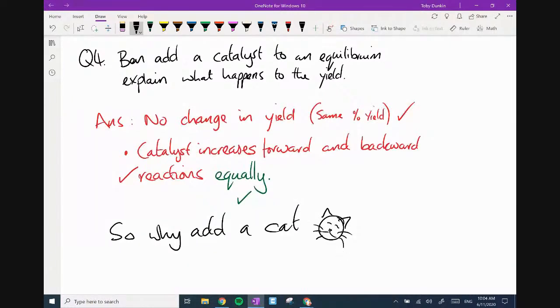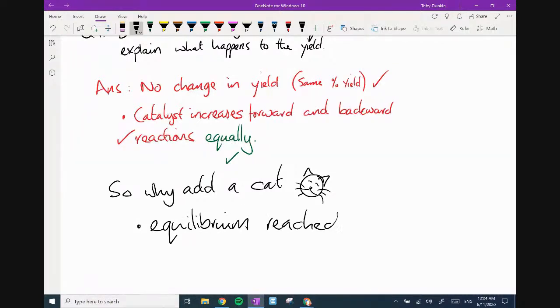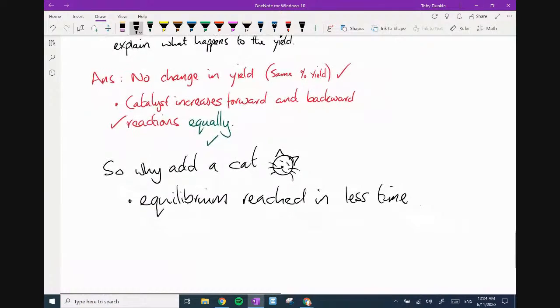Why add a catalyst? Equilibrium achieved in a shorter time. Equilibrium reached in shorter time, in less time. Like it. There we go. Cool. Increases the rate of reaction.